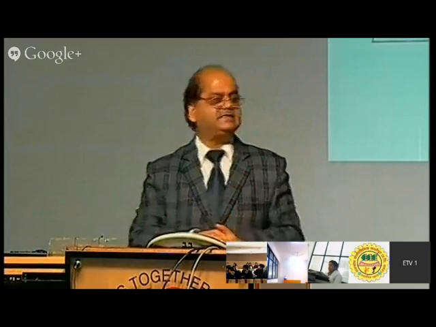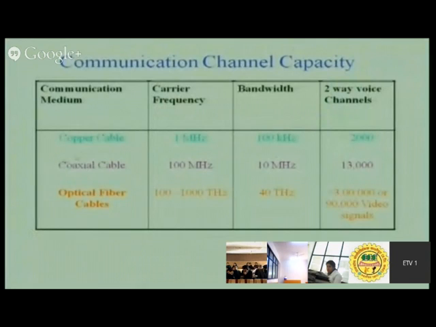This is the communication channel capacity of the system. I have already given the comparison. If you look at the copper cable, the bandwidth is around 10 kilohertz, and I can add around 2000 voice channels on the system. If I want more voice channels, I need more cables. So from a single copper cable, you have to go for multiple copper cables, different pairs.